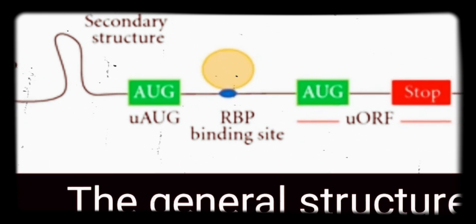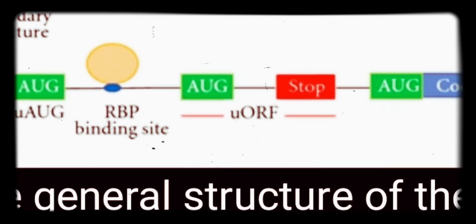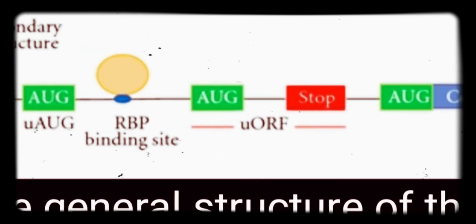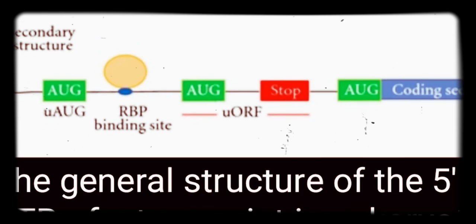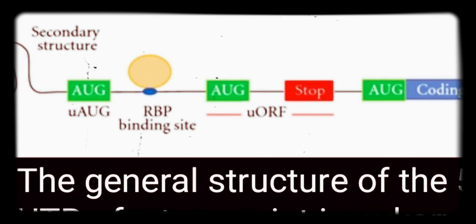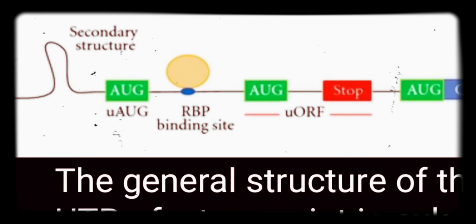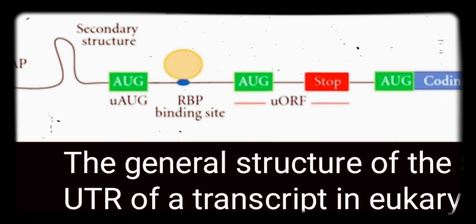Now here you can see two AUG codons, right? Many AUG codons you are seeing here. The uAUG, u for upstream AUG, the upstream start codon. These are the codons that you are seeing here, where I am trying to draw it.